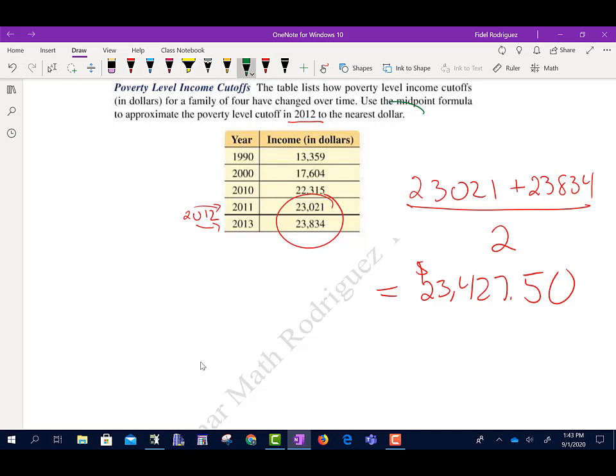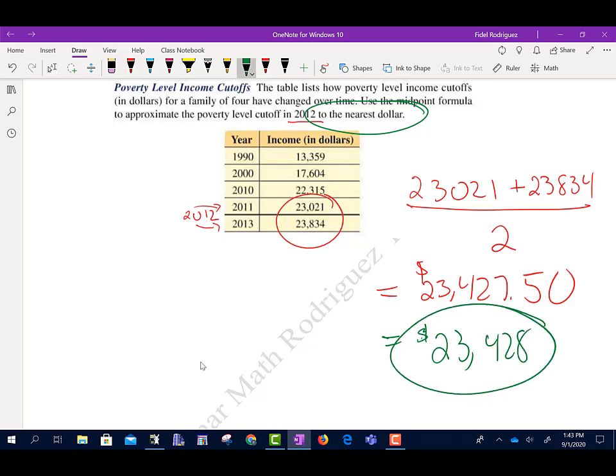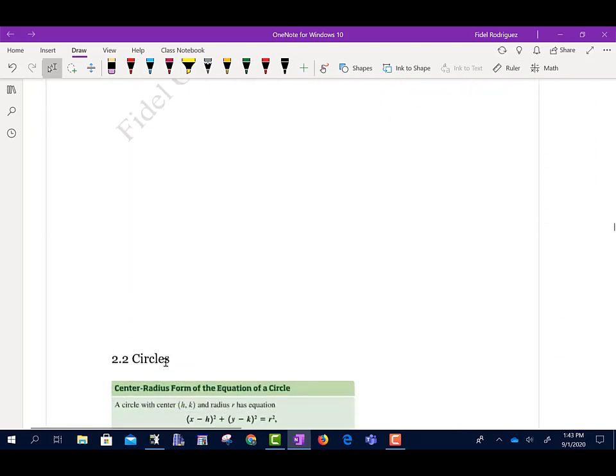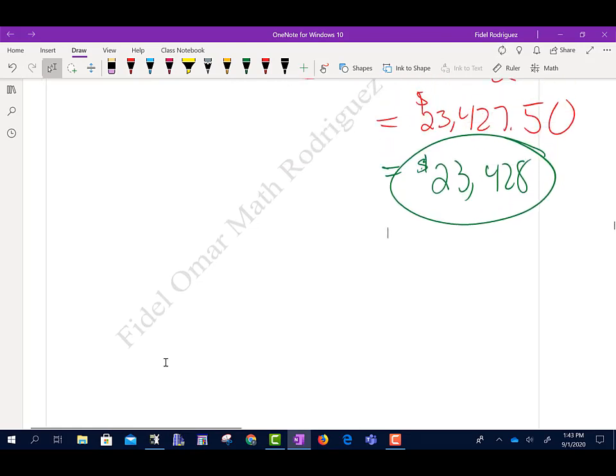Look what it asked me to do, though. It's asking me to the nearest dollar. So to the nearest dollar, that would actually be $23,428, right? Good, good, good. And that right there, guys, is 2.1.